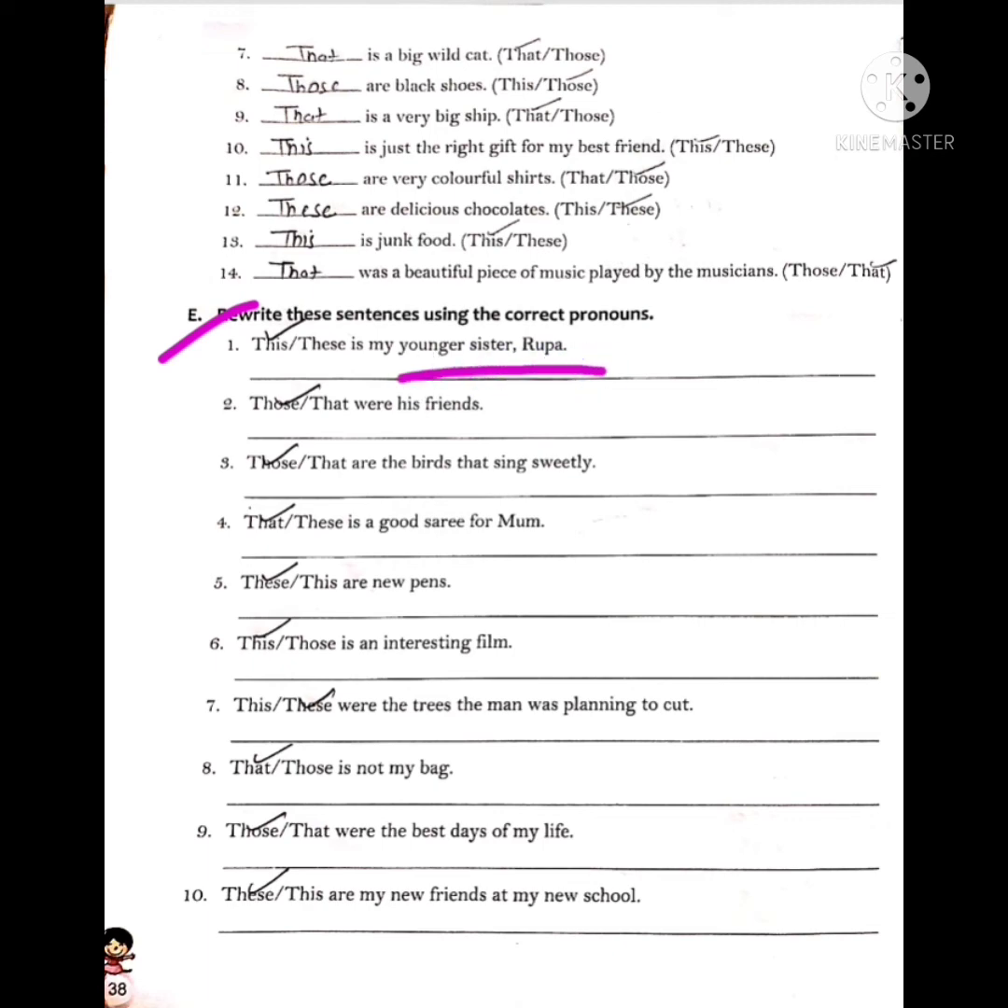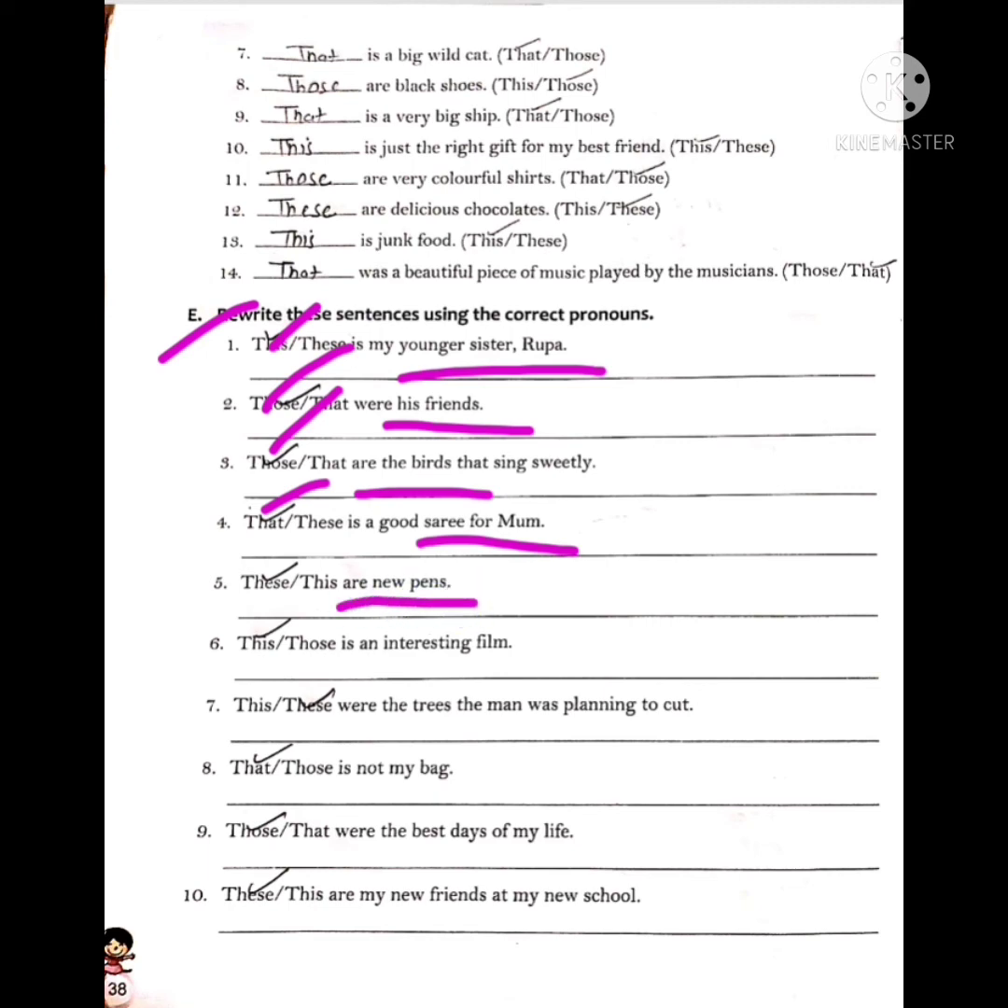See the first one. Dash is my younger sister. Now younger sister is one. It's singular. So we write here this. Dash were his friends. Now it is a plural word. That's why we use here those. Then dash are birds, again plural word, those. Dash is a good sari for mom. Now it's a single sari, so that.